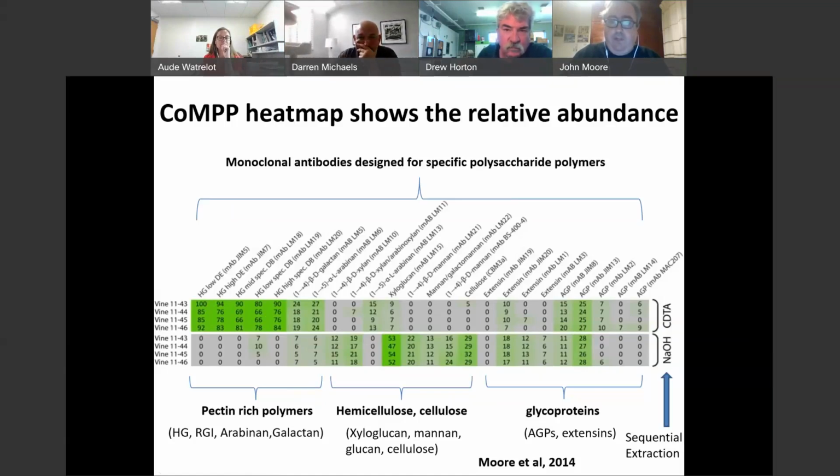And you do a sequential extraction with CDTA, which is a chelating agent, which extracts your pectin, and then sodium hydroxide, which extracts your hemicellulose. So you get a rich source of data about which polymers are actually present in your samples and how those polymers vary due to various treatments.